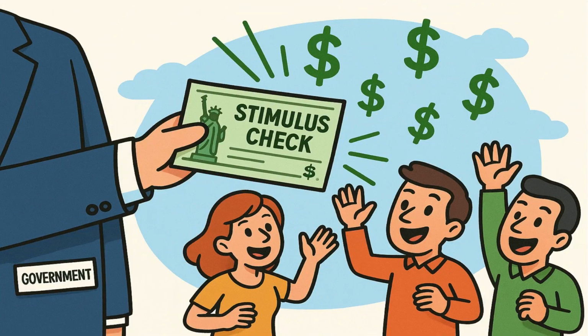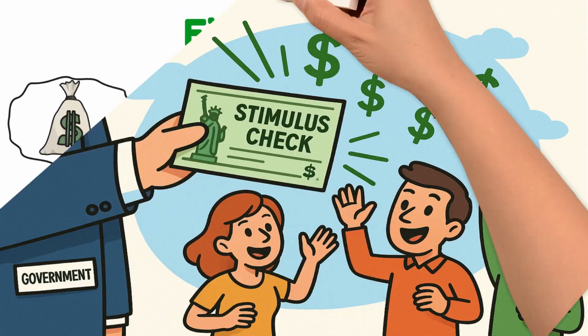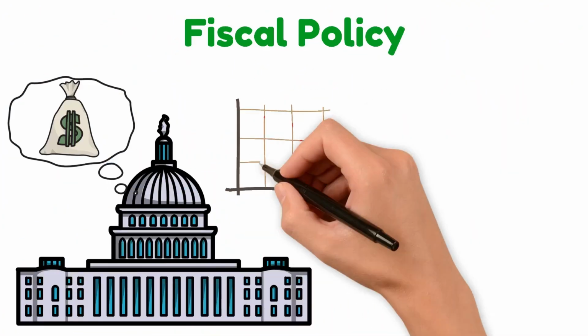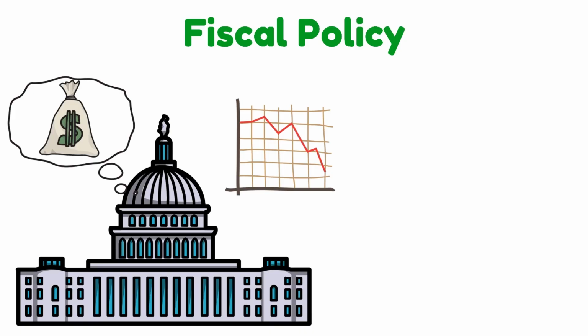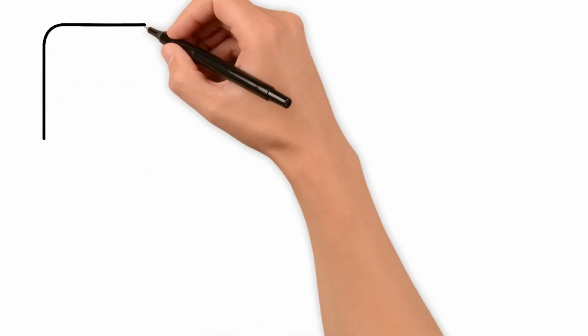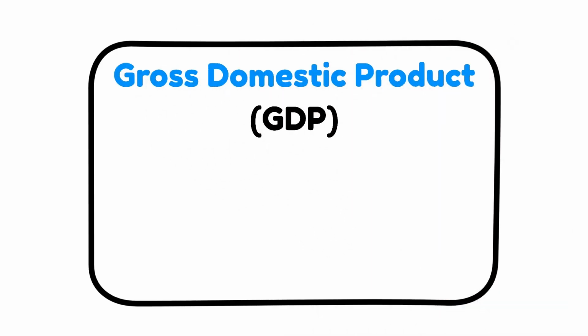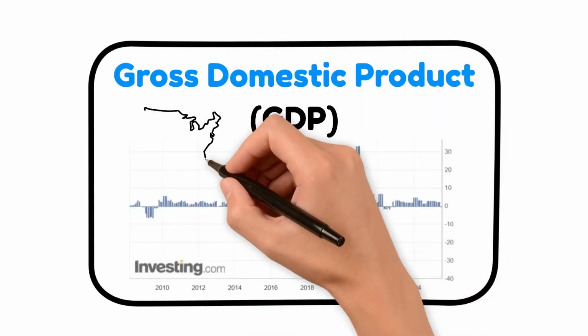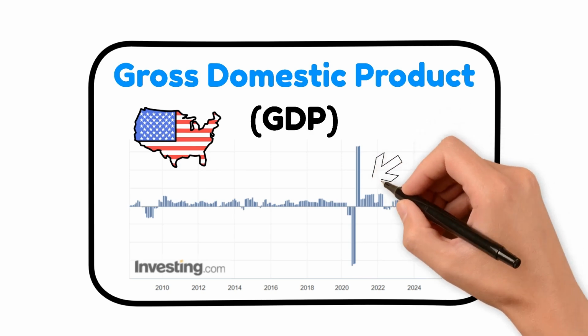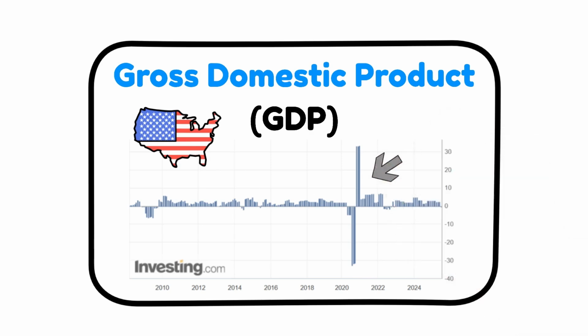On the other hand, fiscal policy is about how the government spends money and collects taxes. If the government boosts spending, that can give the economy a short-term push. But high taxes or spending cuts can slow things down. Other important economic indicators are gross domestic product, which shows how much the economy is growing. When it's growing, that's usually good news for stocks.